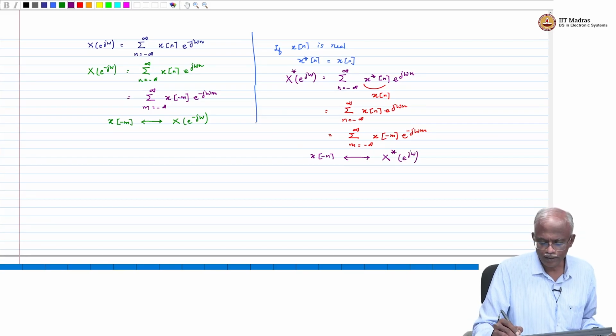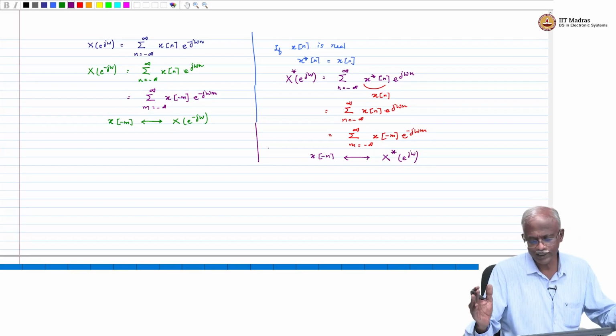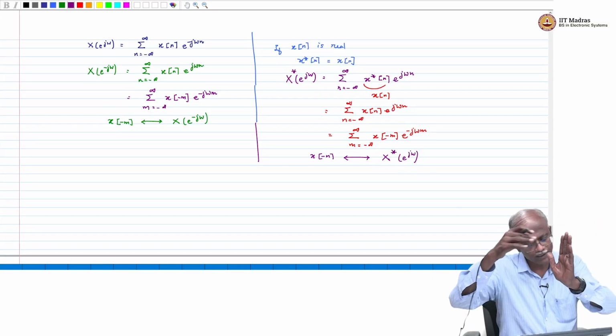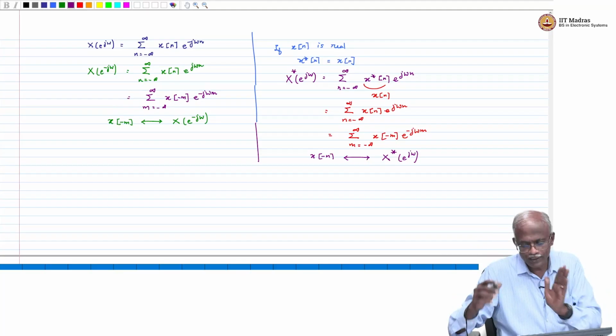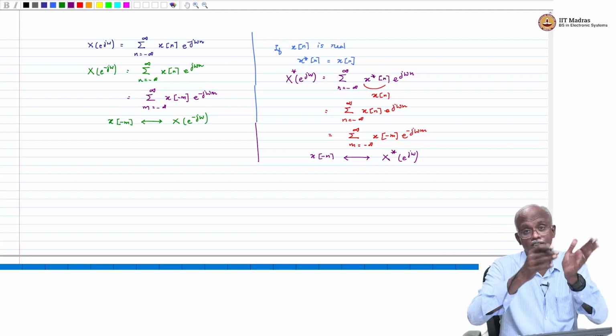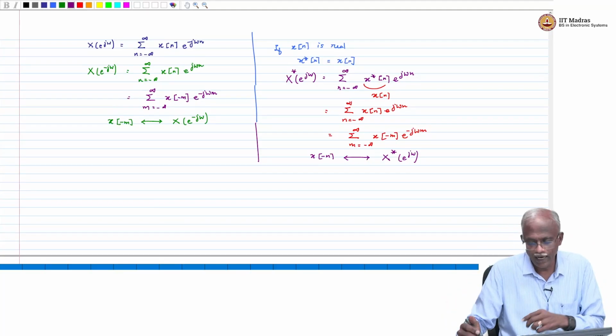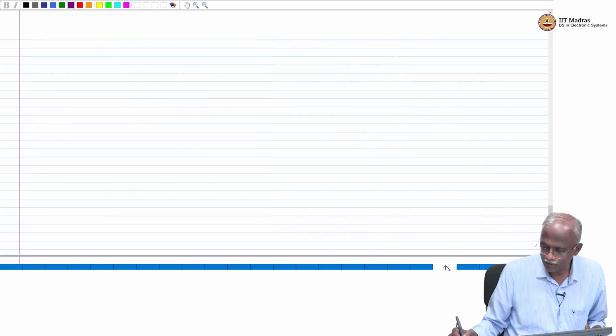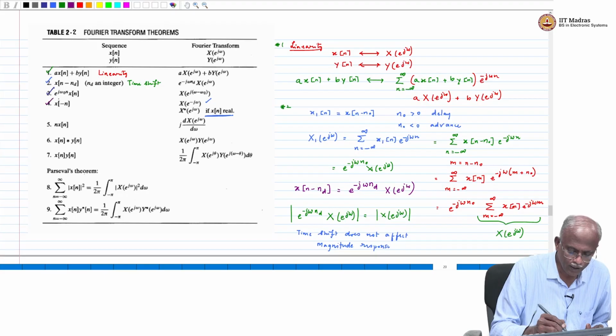So basically time reversal can produce two results. For any general sequence it is X of e power minus j omega. If it is a real valued sequence, then you can just take X of e power j omega and take the conjugate, and you will get the result. So that confirms the property of x of n.